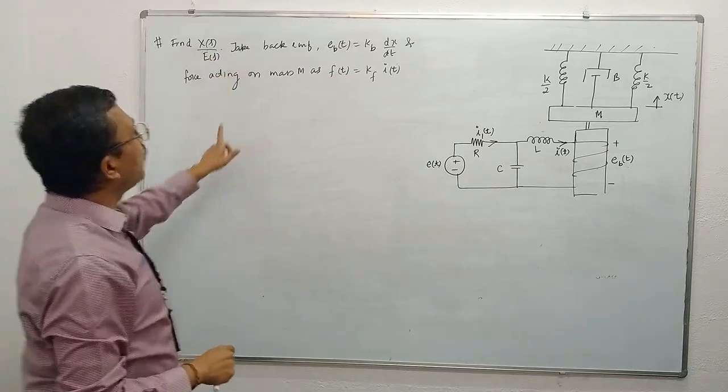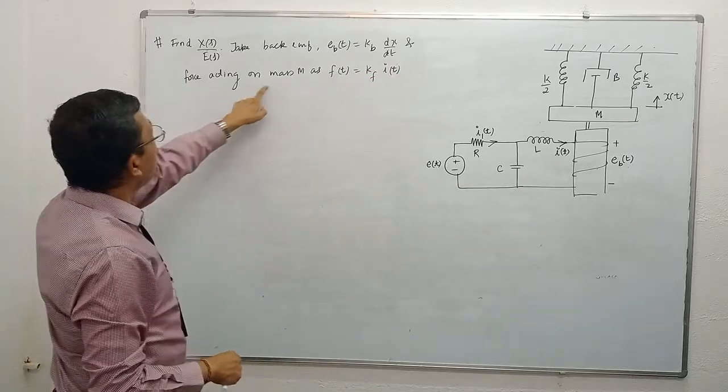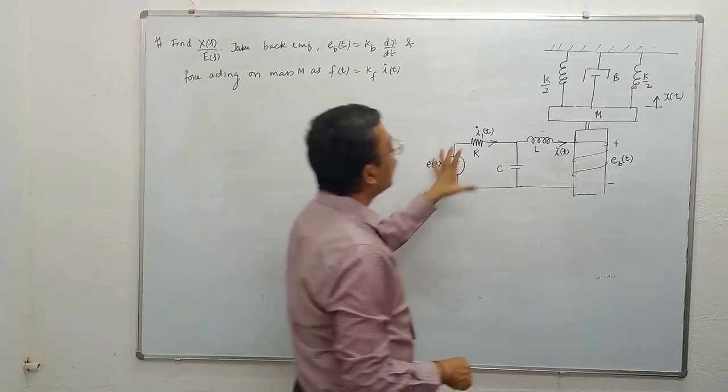Take back EMF Eb(t) is equal to kb into dx/dt, and force acting on mass m, f(t), is equal to kf into I(t). This is the problem here.